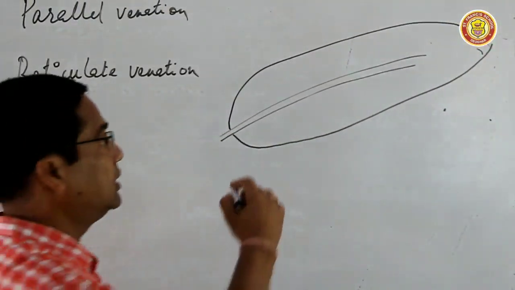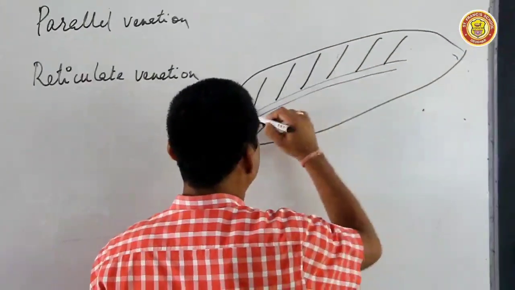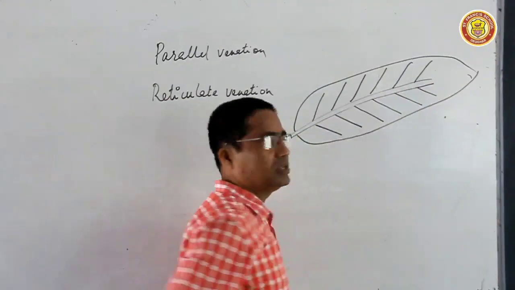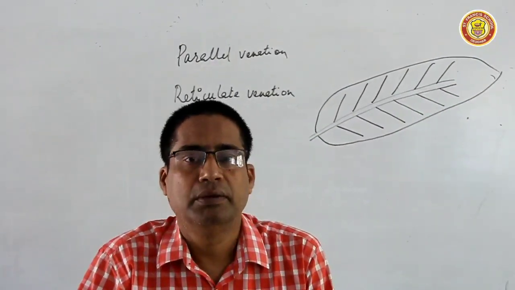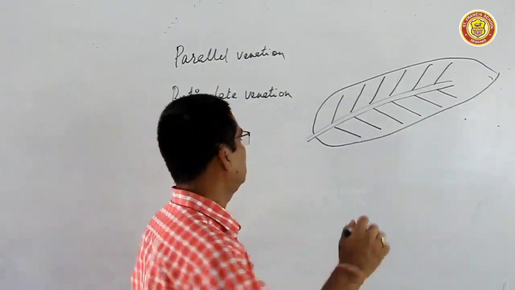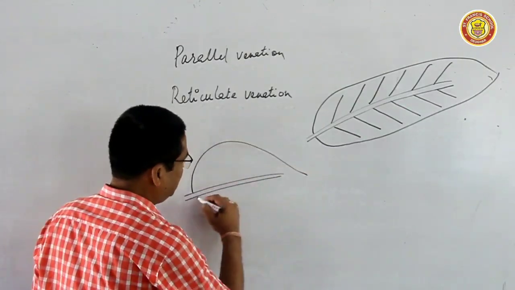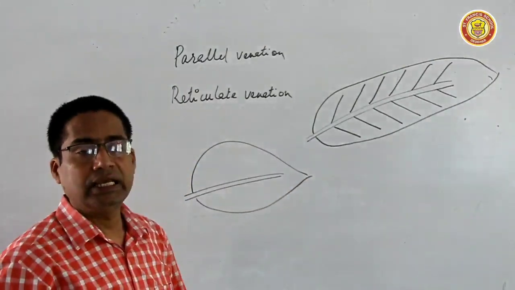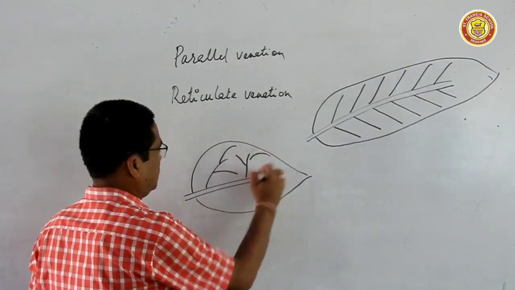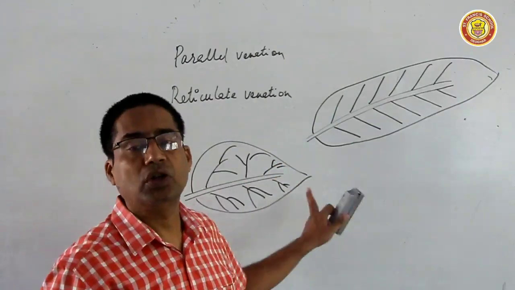And the veins are parallel to each other. This is called parallel venation. Example is banana. Reticulate venation: again, example is mango. You must have seen a mango leaf or a peepal leaf. This is the leaf midvein. This is the leaf, and the veinlets are arranged in a network. This is what is called reticulate venation.